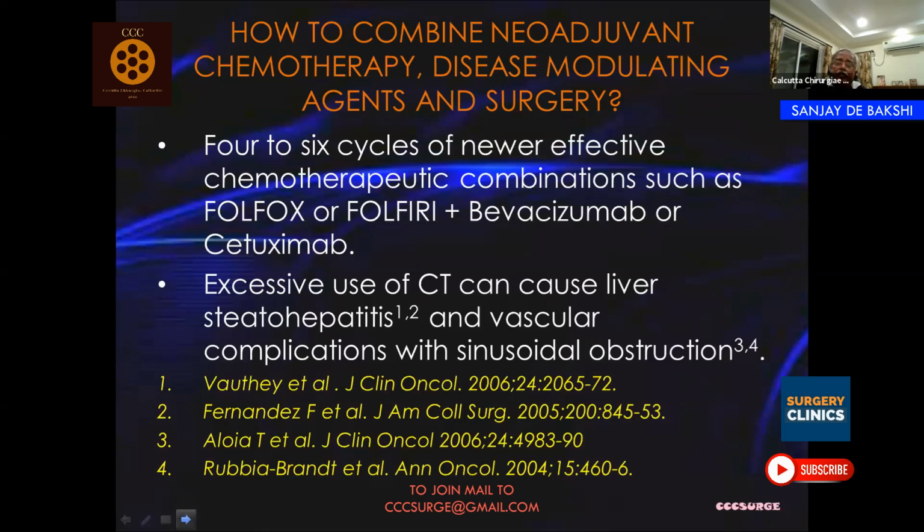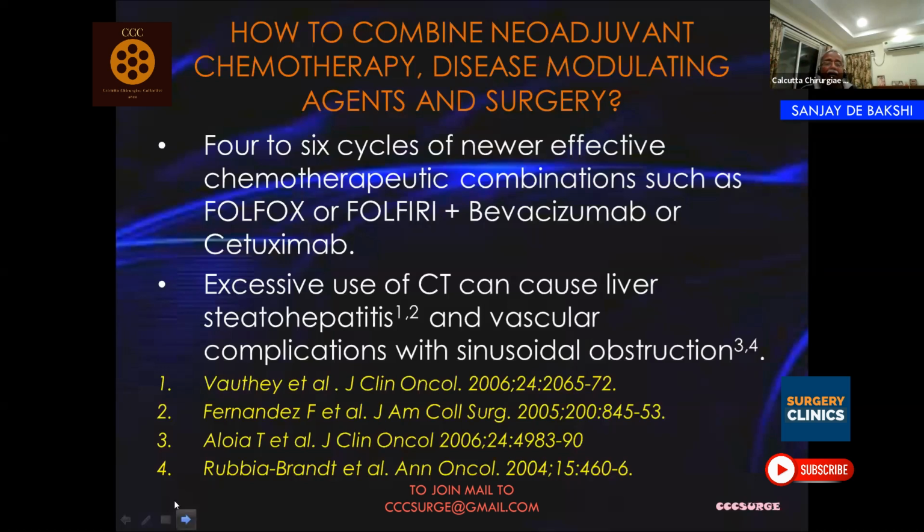But excessive use of chemotherapy can cause liver steatohepatitis. If you were using oxaliplatin, you sometimes have steatohepatitis and vascular complications, I'm sorry, it's the other way around. If you're using irinotecan, you had steatohepatitis, and vascular complications were more with oxaliplatin. You remember that we had focal nodular hyperplasia associated with the use of oxaliplatin, and focal nodular hyperplasia has something to do with vascular sinusoidal obstruction.